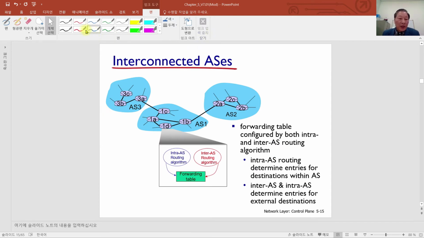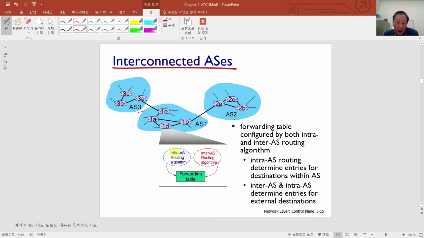Okay, I'll use this LED one. Interconnected autonomous systems. Let's assume this one is autonomous system 1, this one is autonomous system 2, and this one is autonomous system 3. Between them, we are using these gateways. Here, let's focus on this one, the internal router.